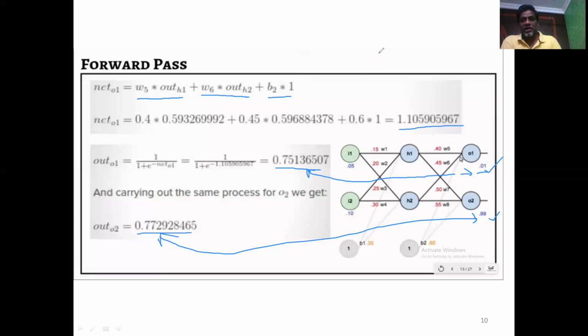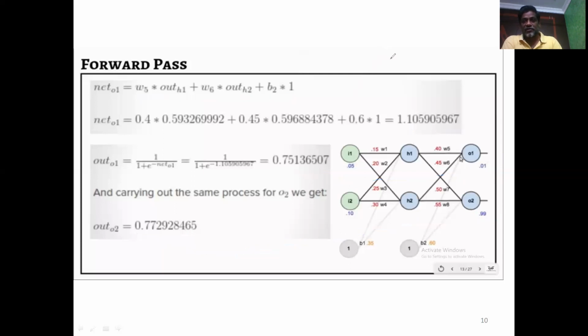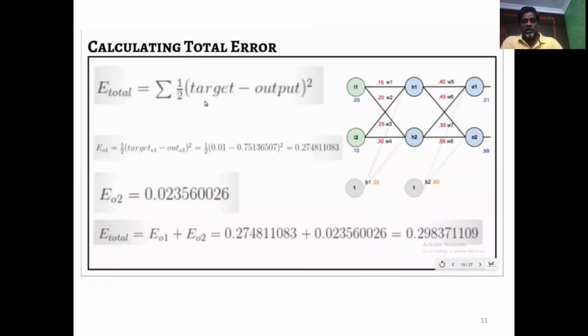Now let us see how it can be calculated. We need to calculate the error term first, and then using that error term, we will update the weights of the neural network later. So how do we calculate the total error? We saw it in the previous class. The algorithm specifies you are going to use some mean square error. E total is equal to summation of half into target minus output whole square for every output neuron. Therefore, EO1 is calculated as half into target O1 minus out O1 whole square, which becomes 0.274. So this is the error produced by output neuron O1.